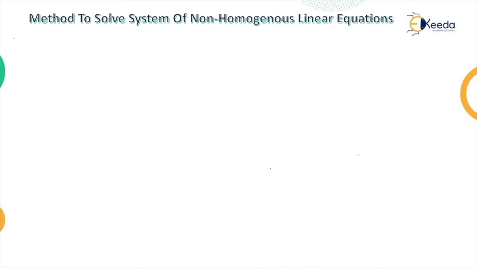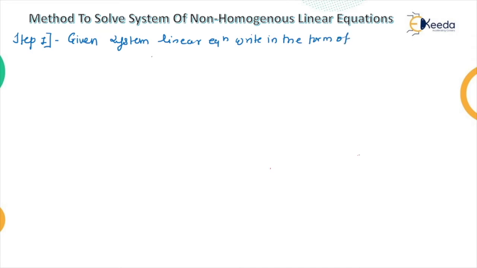Step number 1: write the given system of linear equations in the form AX = B, where A is the coefficient matrix.